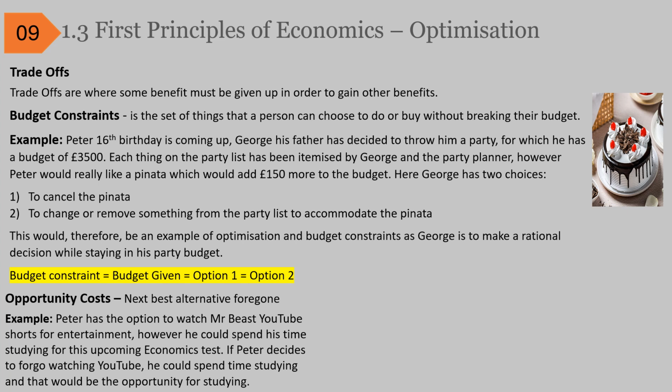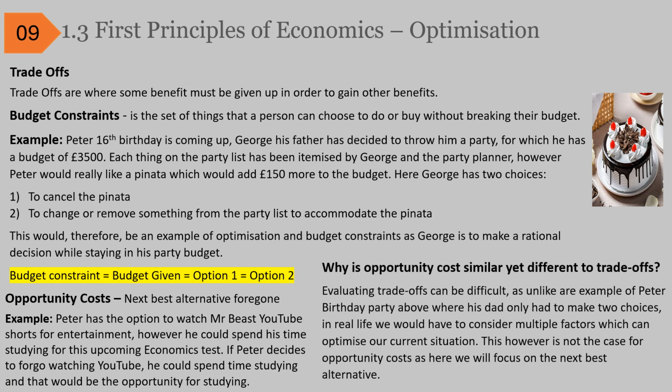Before that, an example of opportunity cost can be that Peter has the option to watch Mr. Beast's videos for entertainment. However, he could spend time studying for his upcoming economics test. If Peter decides to forego watching YouTube, he could spend that time studying, and that would be the opportunity cost for studying. So another option would be to buy a cake or to buy a croissant. So someone could decide to forego the croissant to get the cake, or to forego the cake to get the croissant. So it's the next best alternative foregone. You can't jump options. You have to pick the second best available option on the market in order to be optimized and feasible, and that is the definition of opportunity cost.